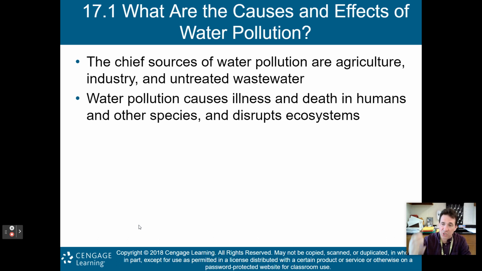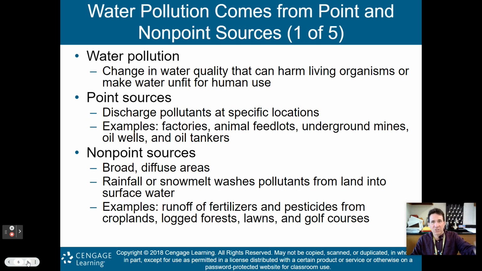And again, as we just talked about, disrupts ecosystems by causing dead zones, by disrupting food webs, etc. So water pollution is going to come from one of two sources. We call them either point sources or non-point sources. So water pollution is any change in water quality that can harm living organisms or make water unfit for human use. So what is a point source?